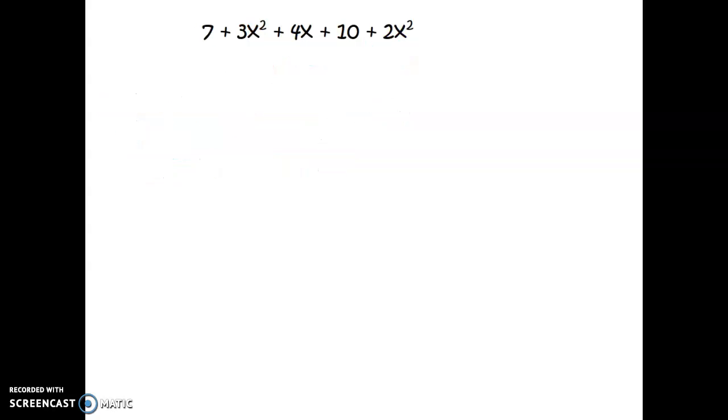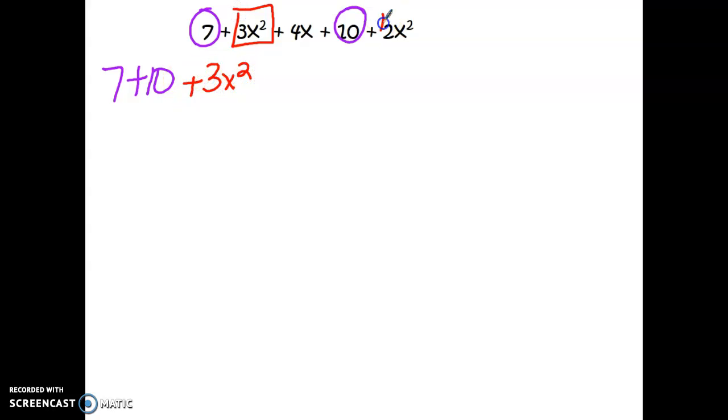Okay? Moving on to the next example, I've got 7. I always just start with my first term, so 7 plus 10. Then I have 3x squared and another 2x squared over here. And then I have plus 4x.